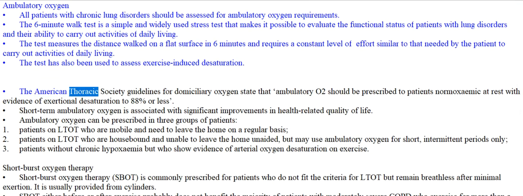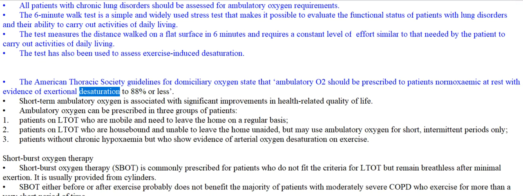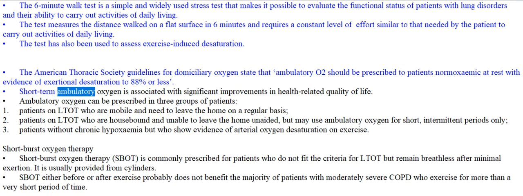The American Thoracic Society guidelines for domiciliary oxygen state that ambulatory O2 should be prescribed to patients normoxemic at rest with evidence of exertional desaturation to 88% or less. Short-term ambulatory oxygen is associated with significant improvements in health-related quality of life.